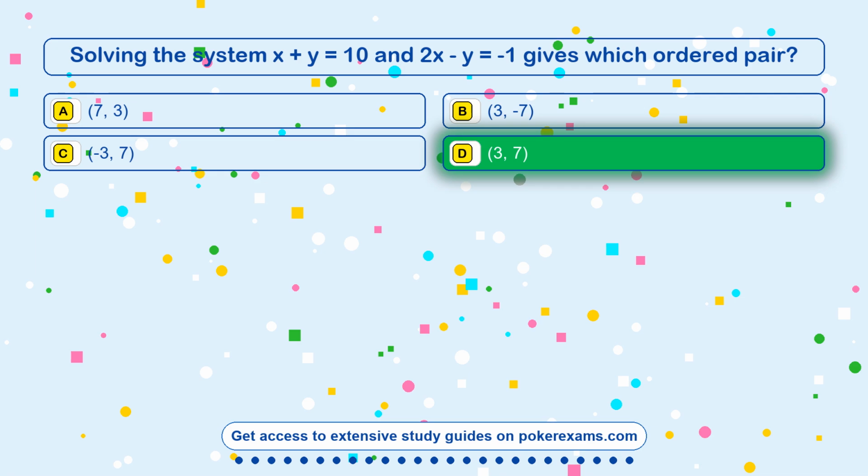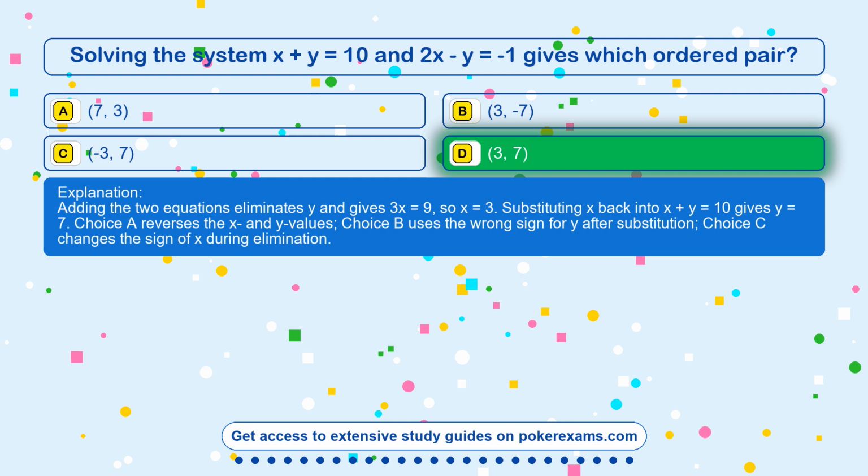The correct answer is option D, 3, 7. Adding the two equations eliminates y and gives 3x equals 9, so x equals 3. Substituting x back into x plus y equals 10 gives y equals 7. Choice A reverses the x and y values, choice B uses the wrong sign for y after substitution, choice C changes the sign of x during elimination.